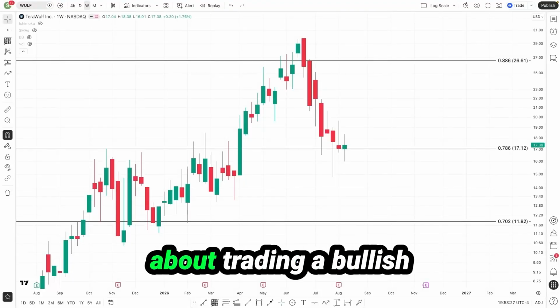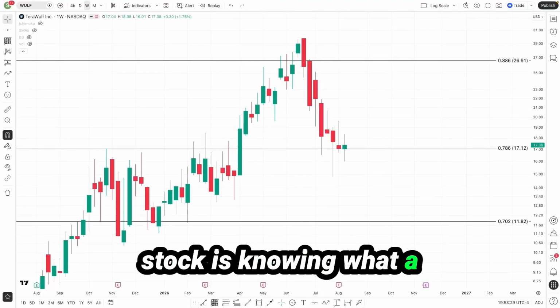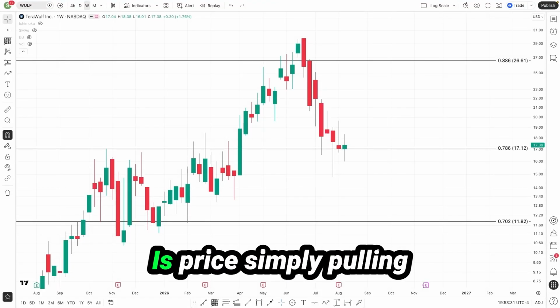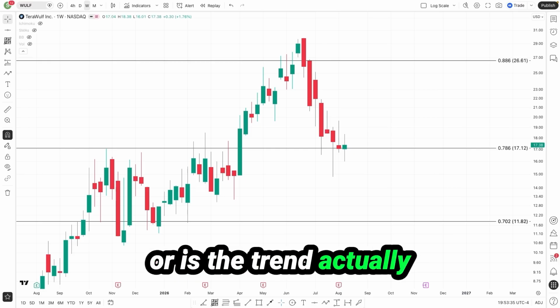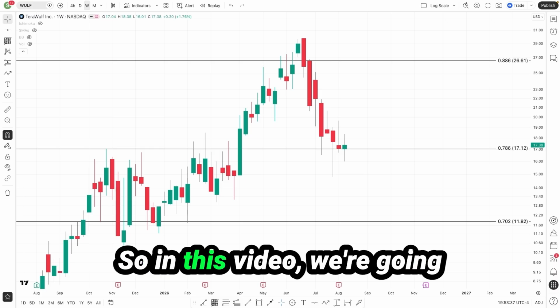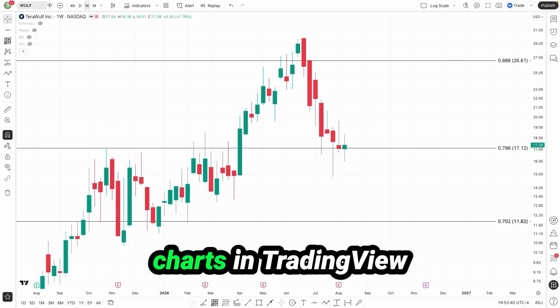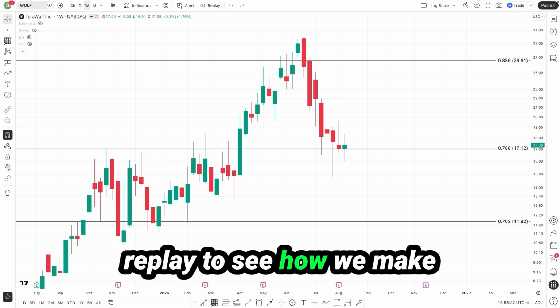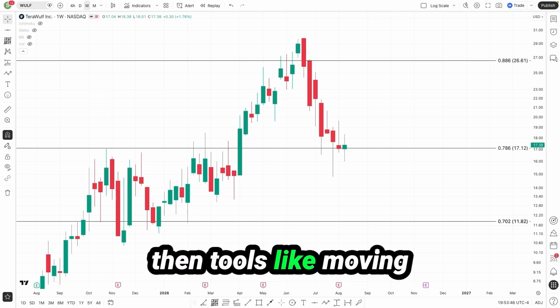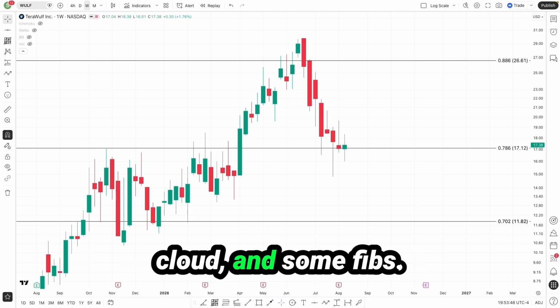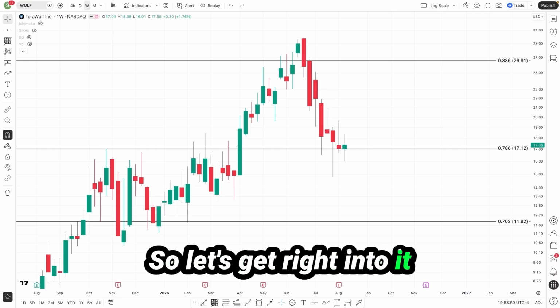One of the hardest parts about trading a bullish stock is knowing what a pullback actually means. Is price simply pulling back towards support, or is the trend actually starting to turn bearish? So in this video, we're going to work through some real charts in TradingView Replay to see how we make that distinction using market structure first, and then tools like moving averages, the Ichimoku Cloud, and some fibs. So let's get right into it.